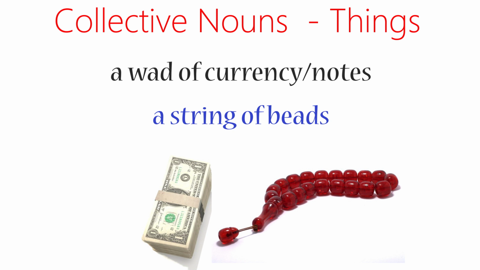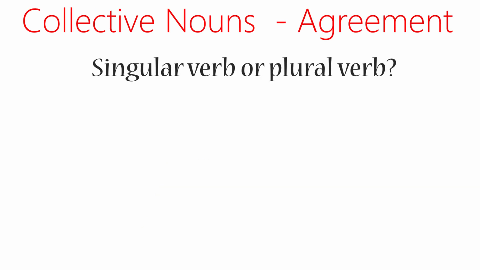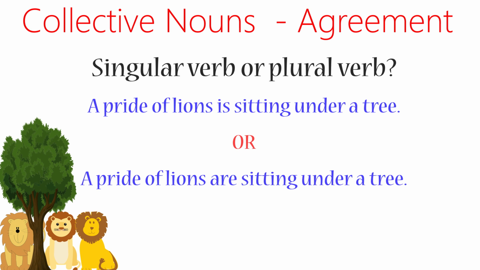Now we know a good number of collective nouns, don't we? But when we talk of collective nouns, a question usually arises. Do we use a singular verb or a plural verb after a collective noun? Do we say a pride of lions is sitting under a tree or a pride of lions are sitting under a tree? Well, sometimes a pride of lions is sitting is correct, and sometimes a pride of lions are sitting is correct. It depends on context.